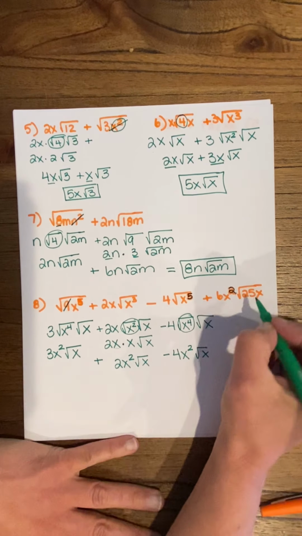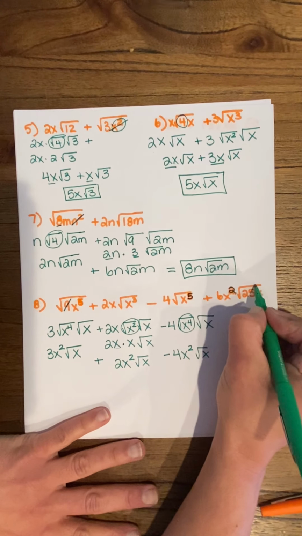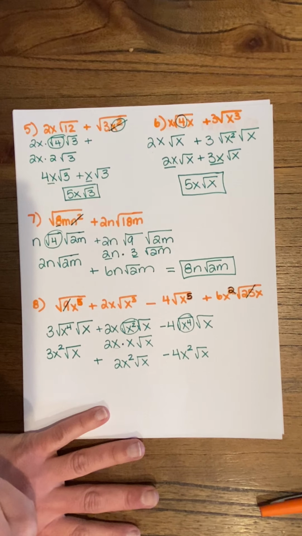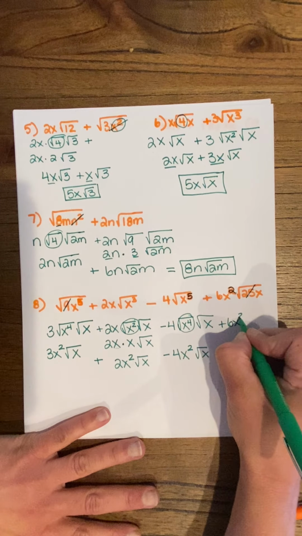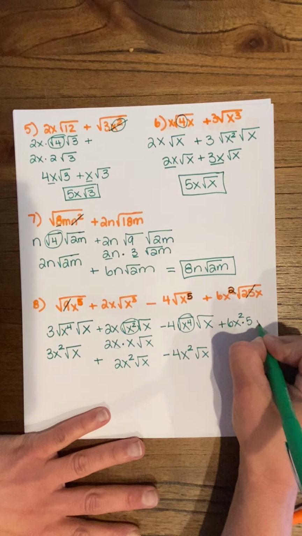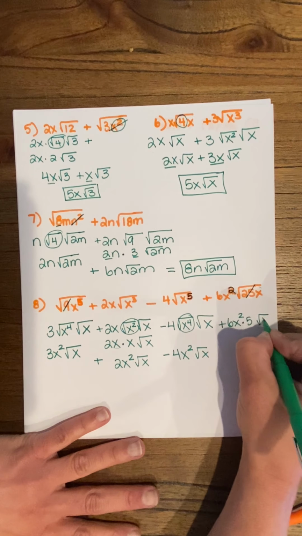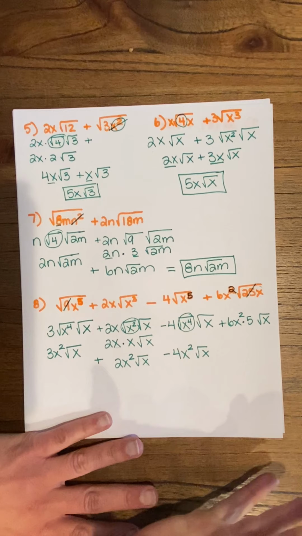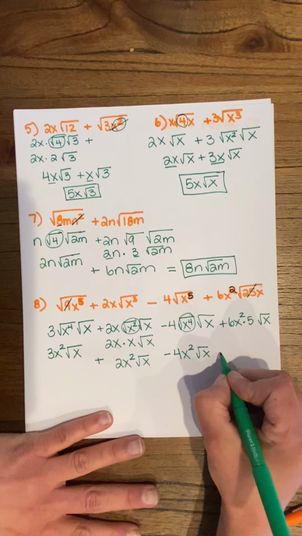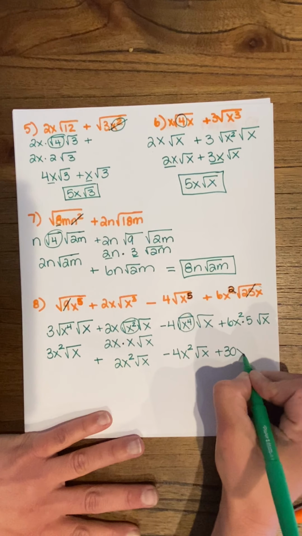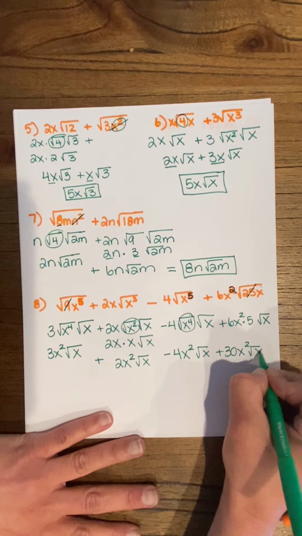For the last one, I look at what I have to simplify. All right, 25 is a perfect square, so that becomes 5. So now I have 6x squared times 5. This x, I can't do anything with it because it's just x to the 1. So notice out here, I have a little bit of multiplication to do, and I get 30x squared rad x.